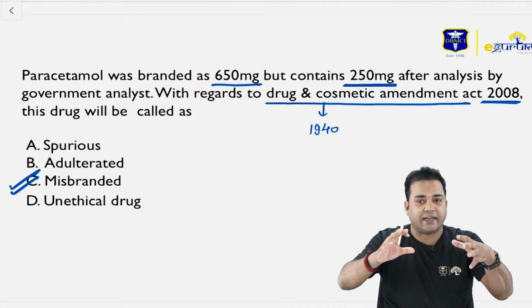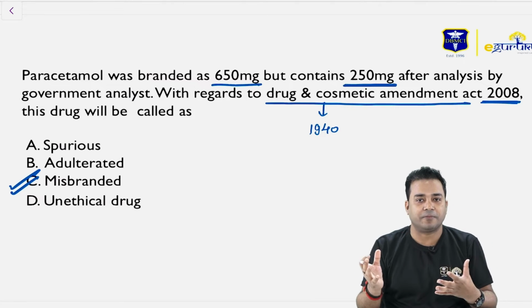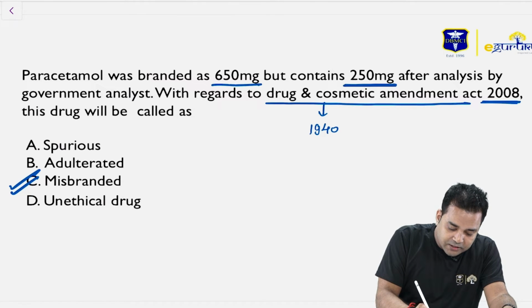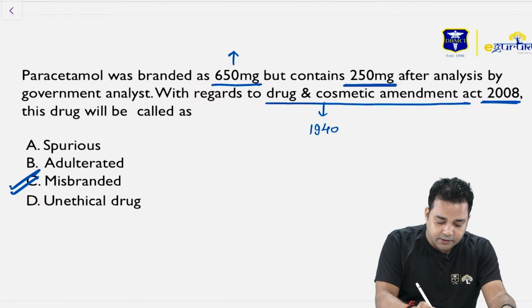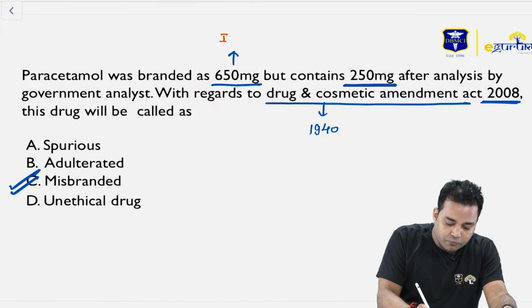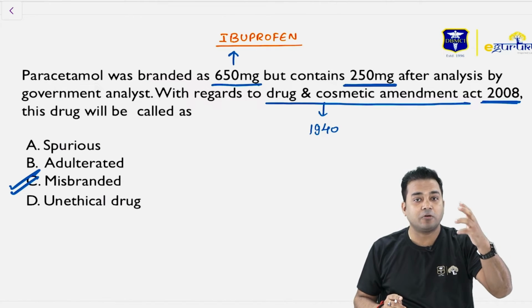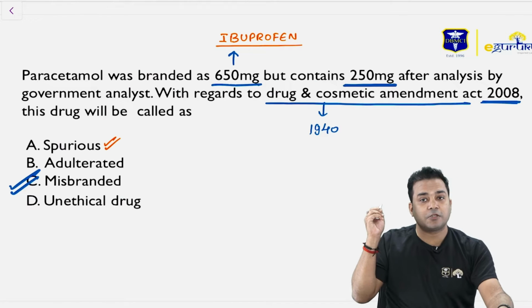This is misbranding. This is mislabeling in a simple way, when the label is wrong. Then say the strip was mentioning PCM 650 milligram, and on testing, instead of PCM, it was found to contain ibuprofen. It was not containing acetaminophen. What is this drug I am talking about? This is what are spurious drugs. Now your answer will go with spurious drugs.